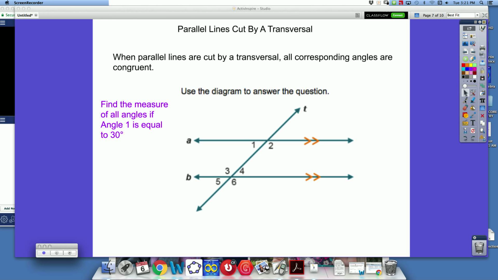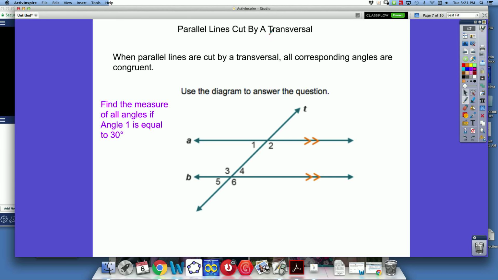Hey there, this lesson continues on transversals, but now we're going to focus specifically on parallel lines that are cut by a transversal. So remember, parallel lines are two lines that go on forever without touching. And when these are cut by a transversal, some really cool patterns appear. So basically, when parallel lines are cut by a transversal, all the corresponding angles are going to be congruent.